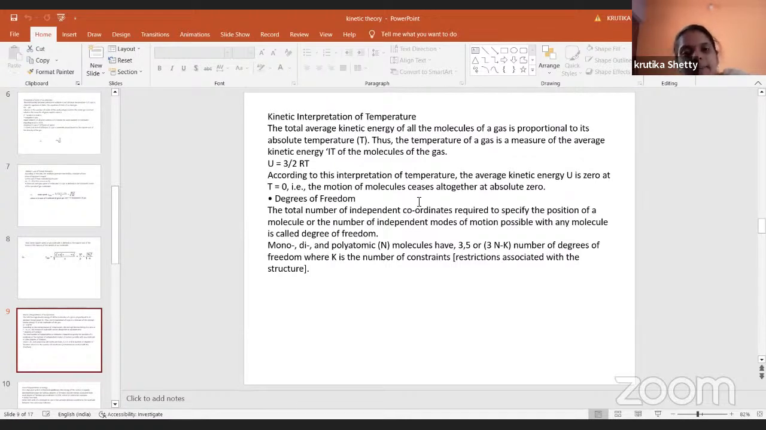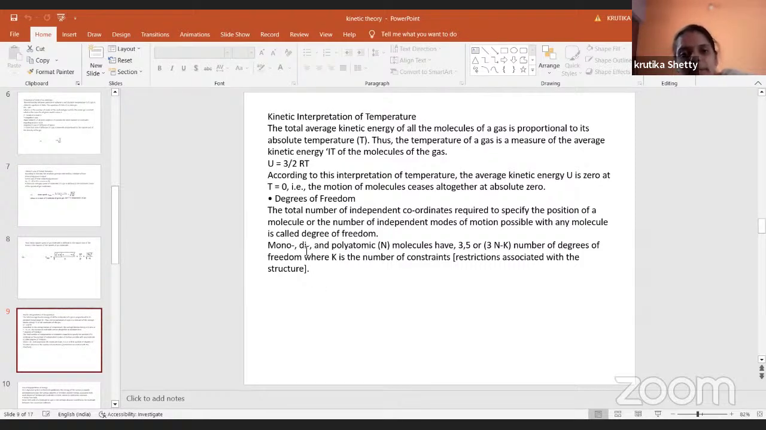So for example, suppose from your home to college, if there are 4 ways to reach college, the degree of freedom will be 4 here. Understanding? That means, for a molecule, the number of ways in which it can move freely, the independent coordinate systems, is called the degree of freedom.